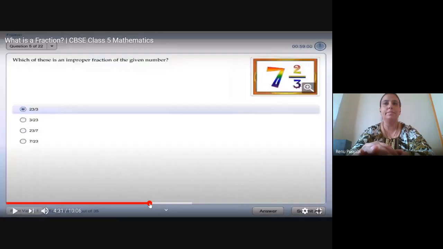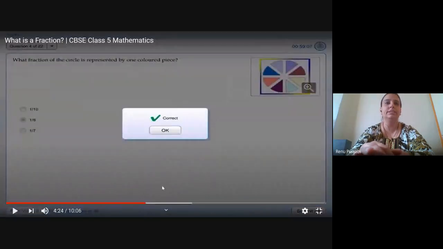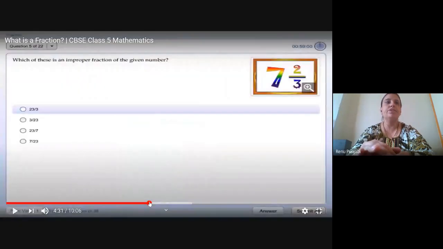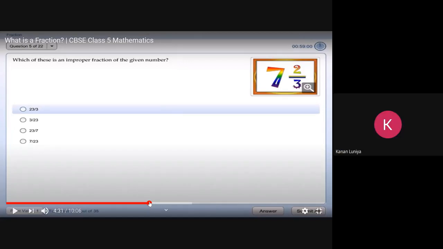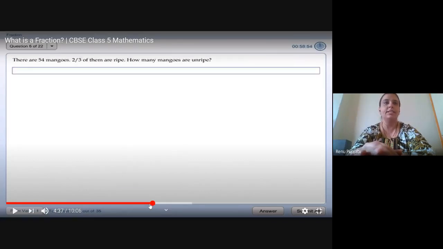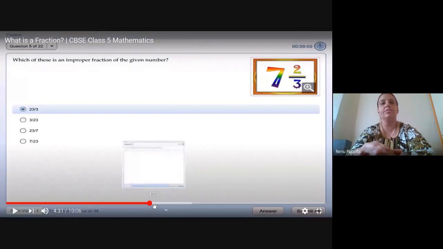Go to the next. Which of these is an improper fraction of the following numbers? This goes to the letter R. Can switch on the microphone and speak. 23 upon 3. Yes, let's check the answer. Yes, it's 23 upon 3.